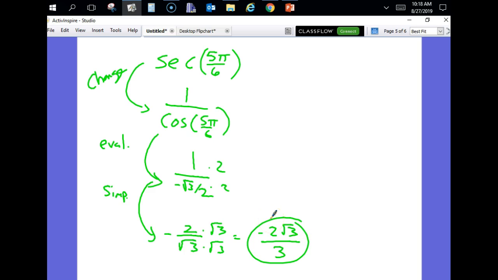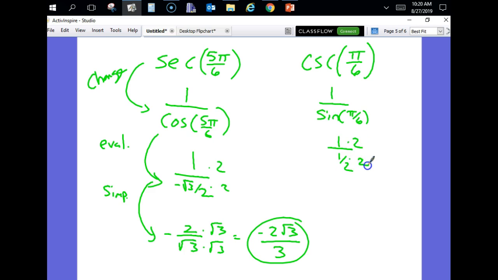Okay? So let me throw one at you guys. Cosecant of pi over 6. Okay, I'm going to ask Roxanne, what'd you get? 2. 2 is right. Because cosecant is 1 over sine, right? And sine of pi over 6 is a half. Multiply the top and bottom by 2. You get 2. All right?